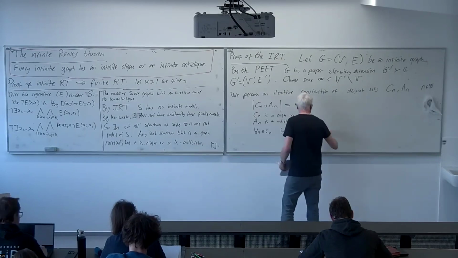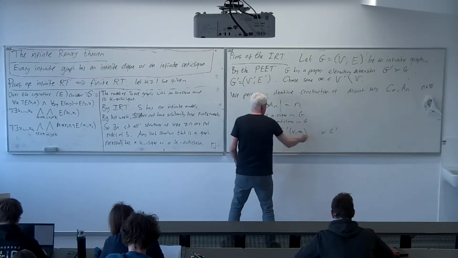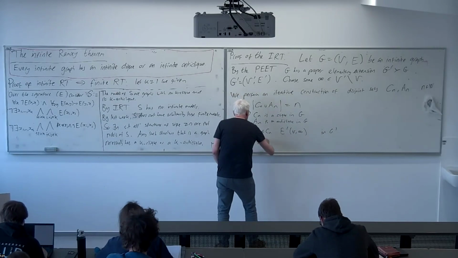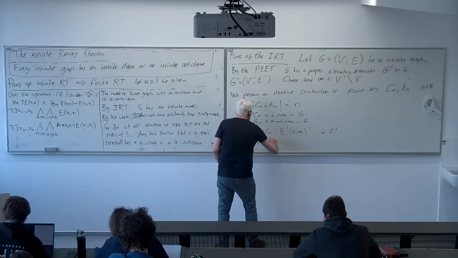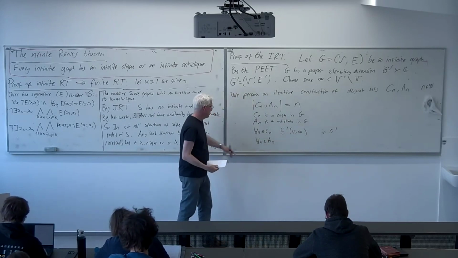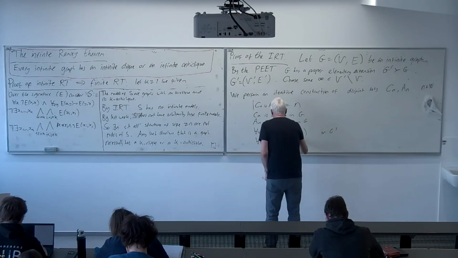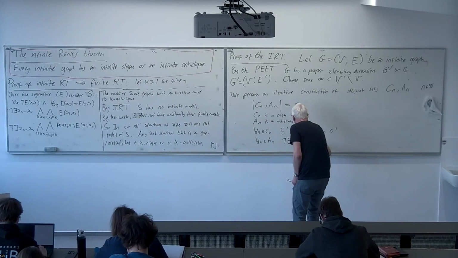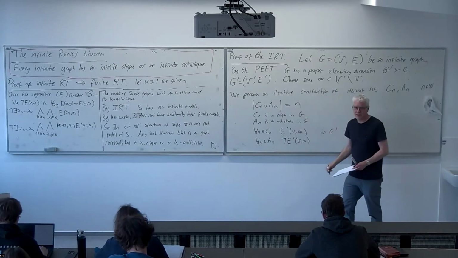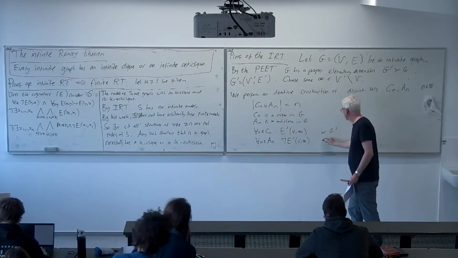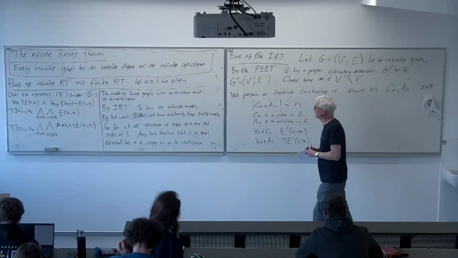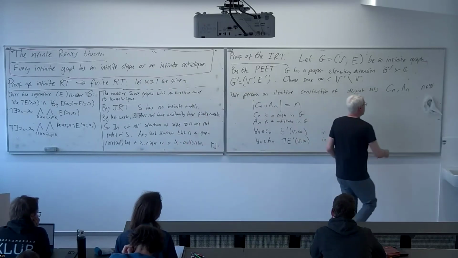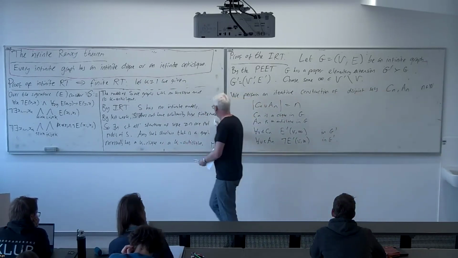So this is in G prime. I mean, I don't really need to say that because we've got E prime here, but anyway. And for the anti-clique, we require that the elements of the anti-clique are not connected to infinity in G prime.